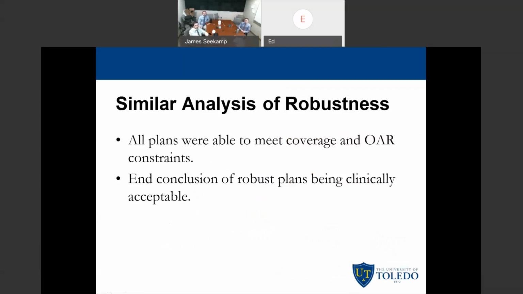They said that all these plans were able to meet the coverage and OAR constraints, but their end conclusion was that the robust plans were both clinically acceptable and better than the other 2 techniques.